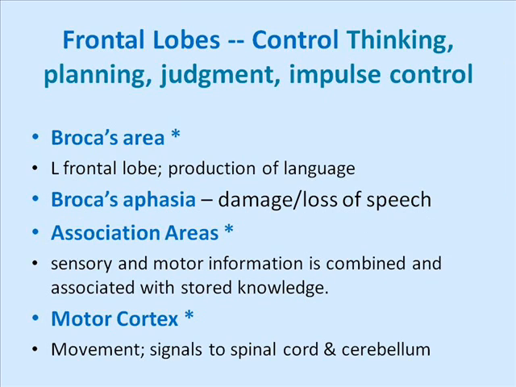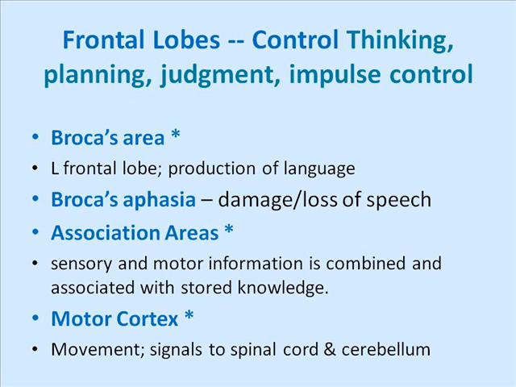Objective 9 asks that you explain the functions of the frontal lobes, and in particular lists one disorder, Broca's aphasia, that exists because of damage here. The frontal lobes control thinking, planning, judgment, and impulse control. Broca's area is in the left frontal lobe and is responsible for the production of language. Broca's aphasia results when there's damage to that left frontal lobe, and subsequently there's a loss of speech or some of the speech functions.